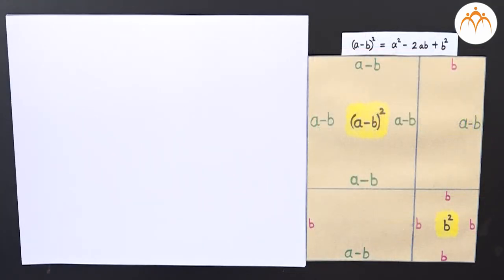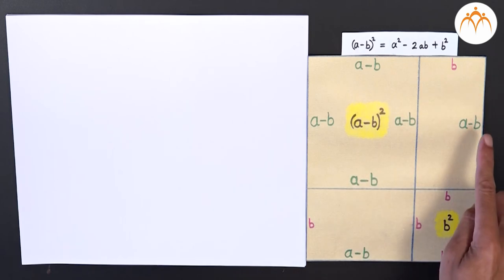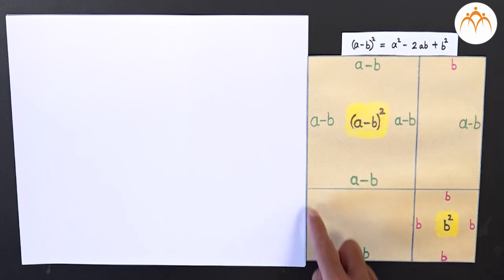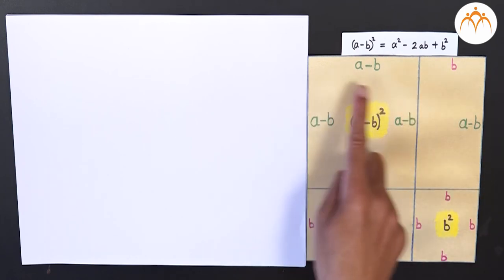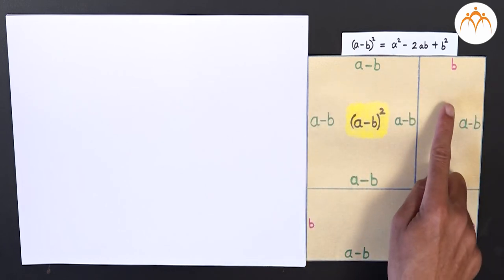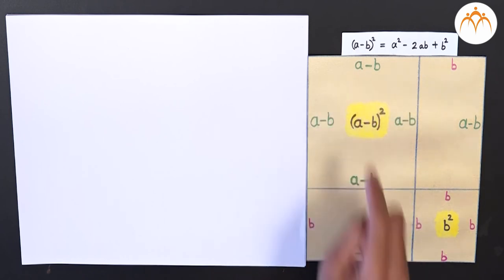Now, let us try to expand (A minus B) the whole square. As it suggests, (A minus B) square represents the area of a square with sides A minus B. So, let us begin with a square whose side is A. Now, let us mark a length B on these two sides. Now, what is the remaining length? As the total length is A and the marked length here is B, the remaining length is A minus B.